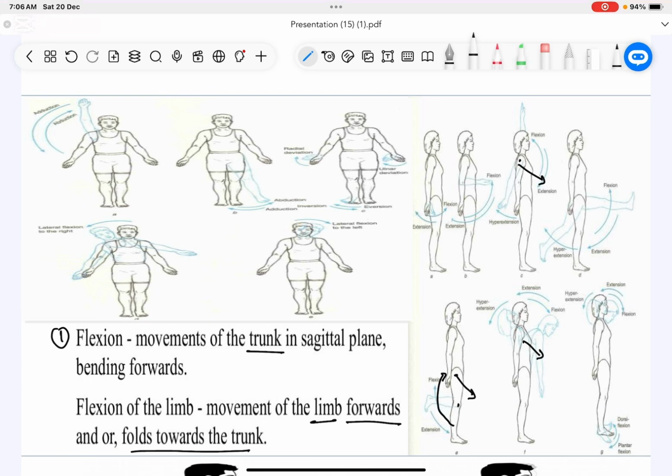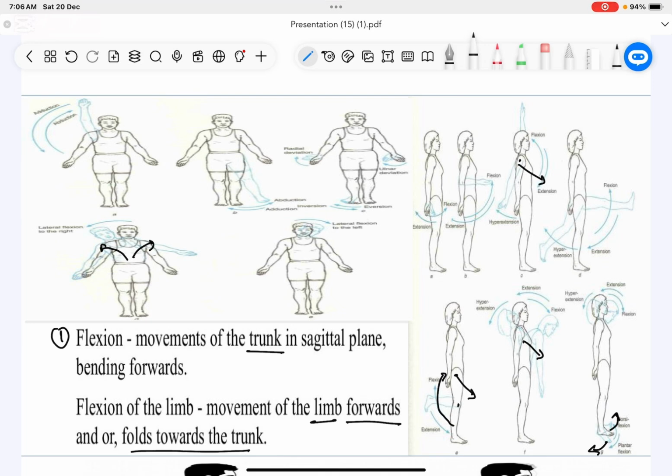Then lateral flexion. Lateral flexion is movement of the spine to one side, deviating the body. It is called lateral flexion. Next, dorsiflexion and plantar flexion. Movement towards the dorsum of the foot is dorsiflexion. Movement toward the sole of the foot is plantar flexion. In ankle joint, there is no extension as we said. Then the opposite of flexion will be extension.